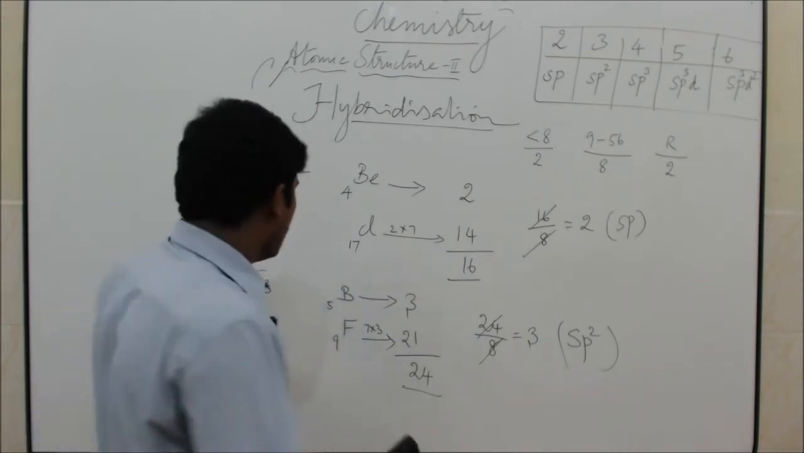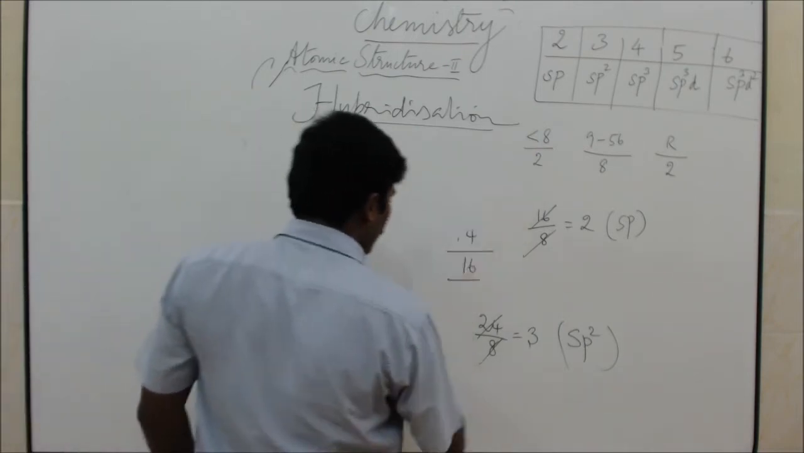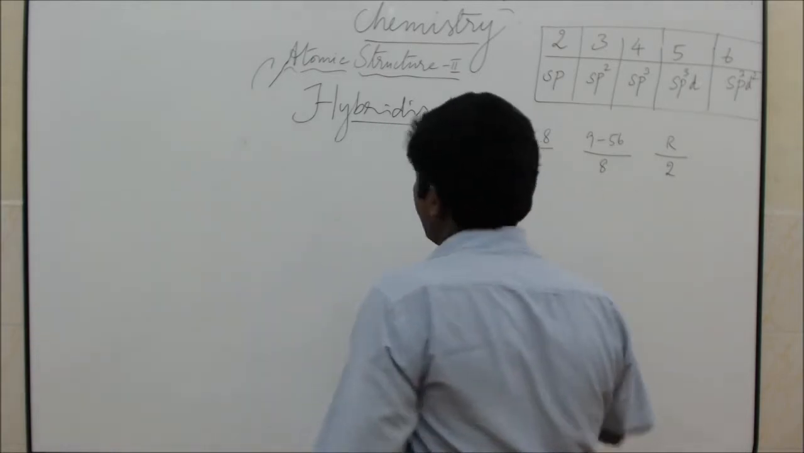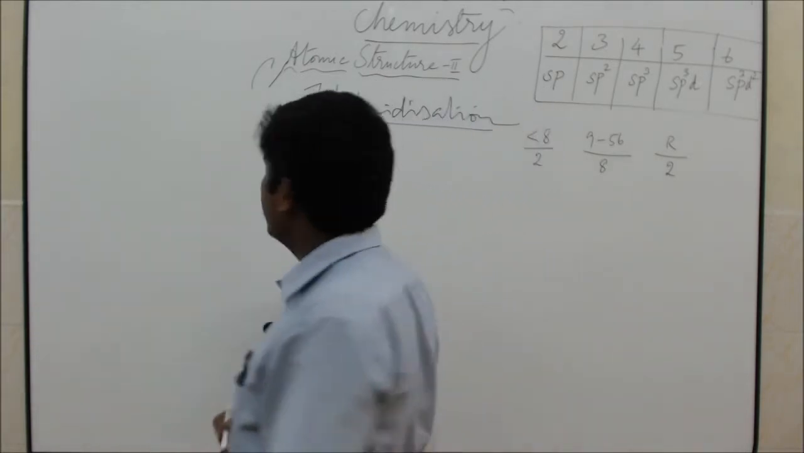The next one is what? Ammonia. What's the formula for ammonia? NH3.